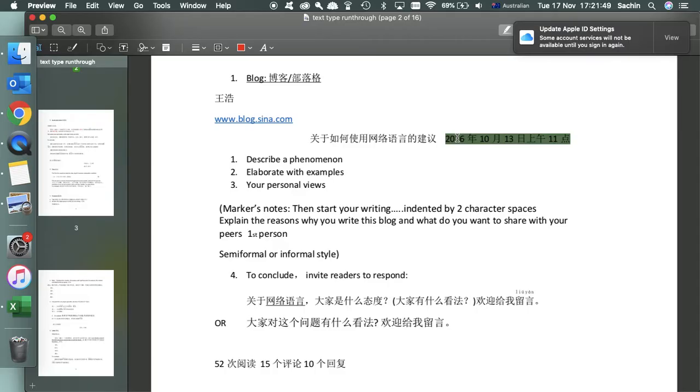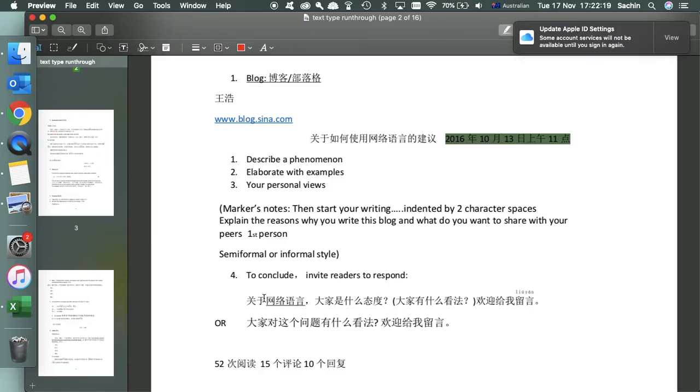And then overall, as a general format, you should first describe whatever the question's asking you. So if it's about internet language, describe what that is. And then 2 is to elaborate with your examples. And then 3 is your personal view or your personal opinion on it. And then the 4th part is to conclude. And in a blog, you have to invite your readers to respond.